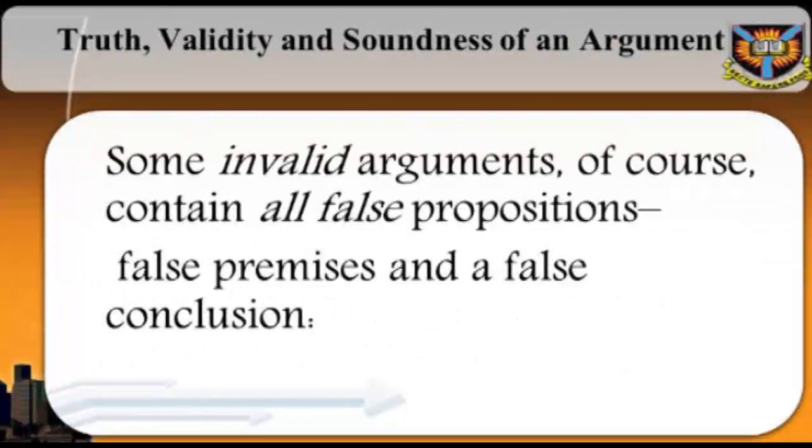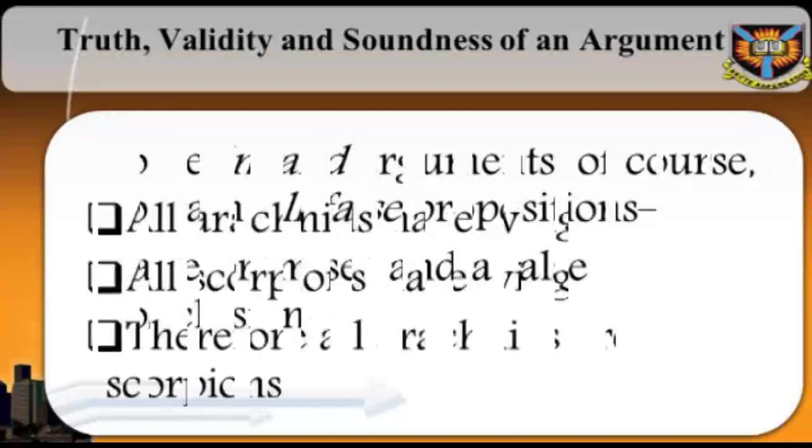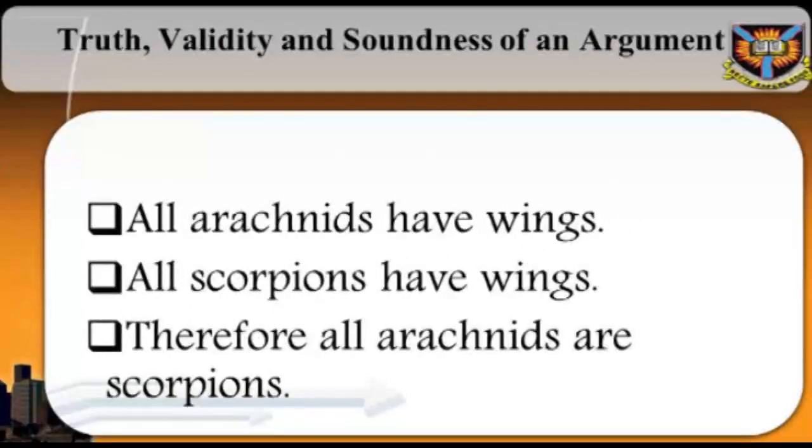7. Some invalid arguments, of course, contain all false propositions, that is, false premises and a false conclusion. All arachnids have wings. All scorpions have wings. Therefore, all arachnids are scorpions.